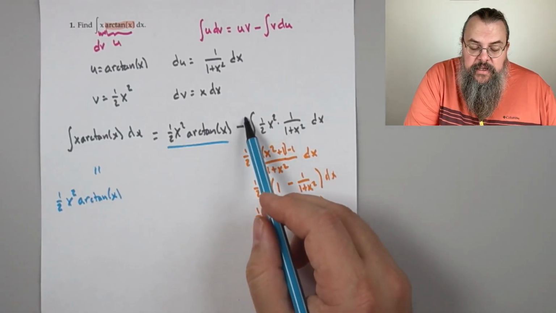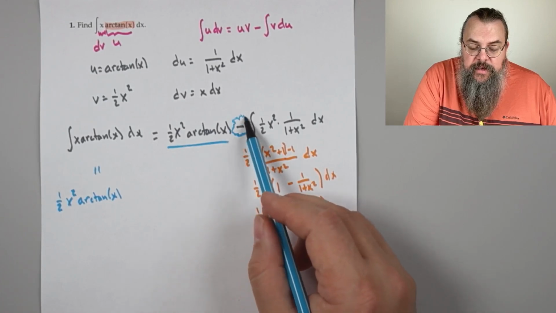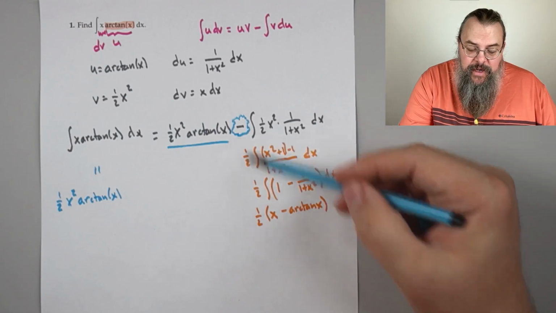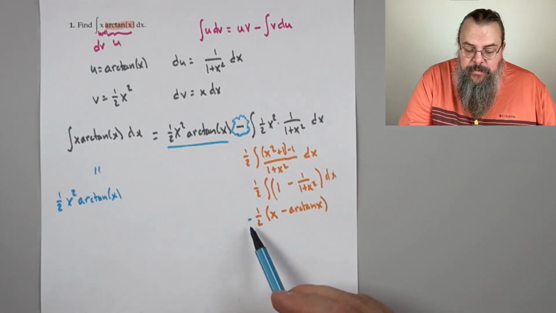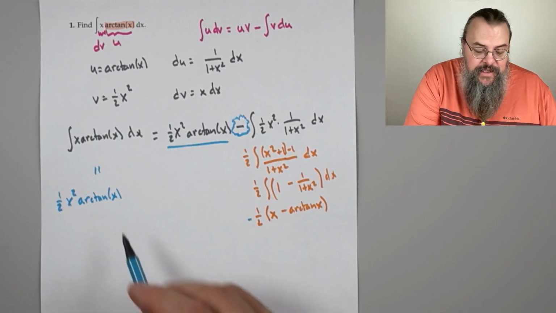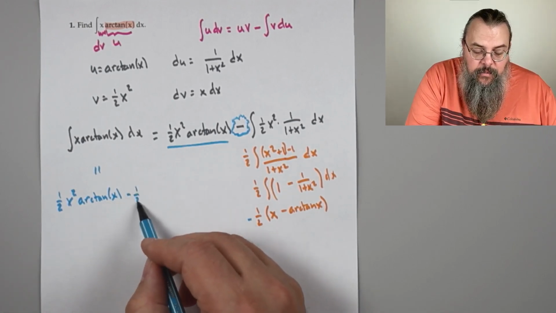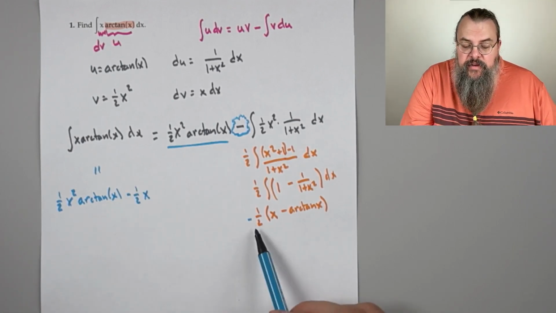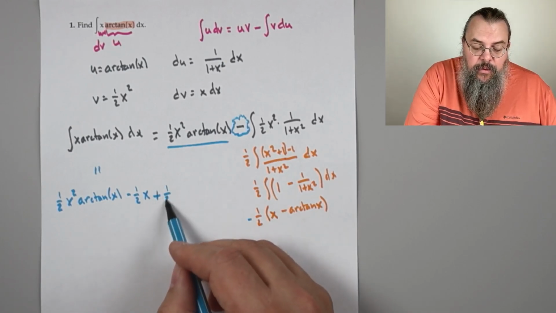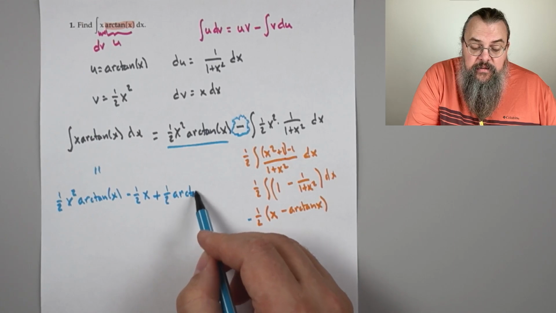Don't forget the minus. It's easy to forget minus signs. We're not going to forget them. So there's a minus in front of here. We'll distribute that through. So there's a minus 1/2 times x. So that's minus 1/2 x. Minus 1/2 times minus arctangent x makes a plus 1/2 arctangent of x.